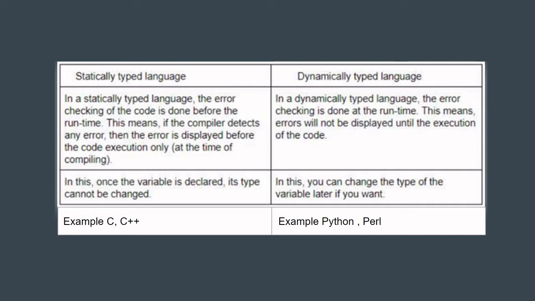Secondly, in a statically typed language, once the variable is declared, its type cannot be changed. Whereas in a dynamically typed language, you can change the type of the variable later if you want on your will. The major programming languages that are statically typed are C and C++, whereas the famous programming languages that are dynamically typed are Python and Perl.